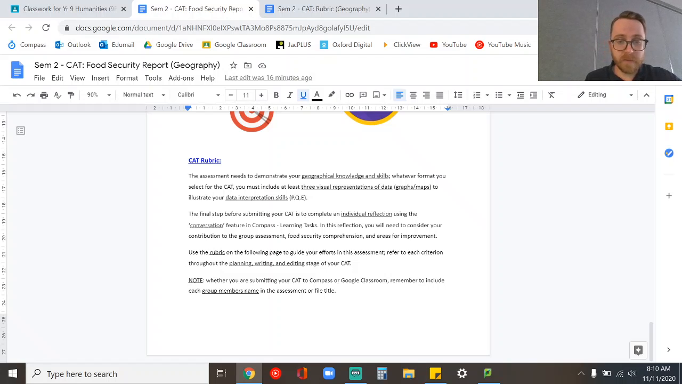My pet peeve as a teacher is when students do the CAT, submit the CAT, get the feedback for the CAT, and they say, where's the rubric? 2 weeks after we've completed the CAT. You should be looking at that rubric in the beginning, in the middle, and in the end of your CAT efforts. You should be using it through the planning stage, through the writing stage, through the editing stage.